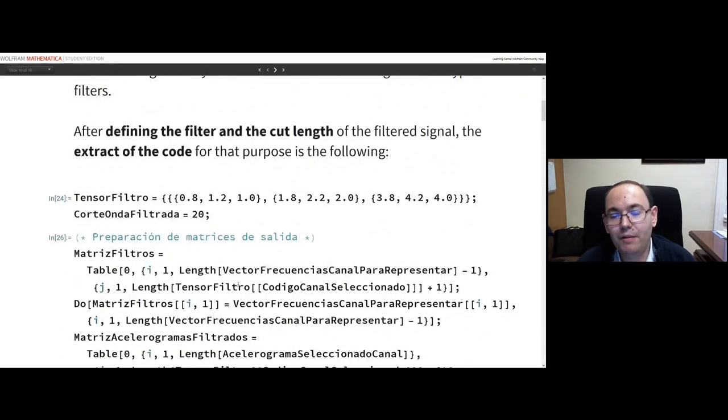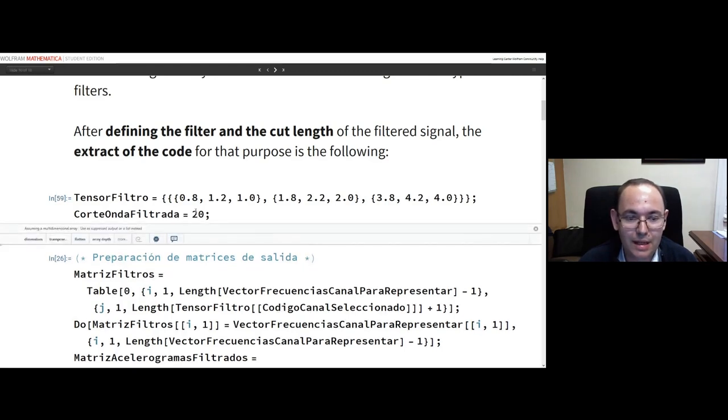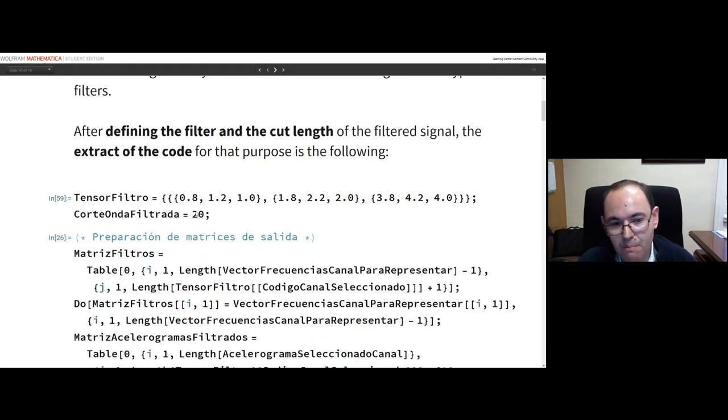So after defining the filter and the cut length of the filtered signal, the extract of the code will be this. Here we define that if we want to get the frequency of 1 Hertz, we will filter between 0.8 and 1.2. If we want 2.0 Hertz, we will filter between 1.8 and 2.2. And if we want to filter around 4.0 Hertz, between 3.8 and 4.2. The cut of the wave will be 20 seconds. Remember that we have a 30-second length wave, so we will take the 20 seconds in the center. I will execute this, with all this manipulation of the vectors and the matrices.